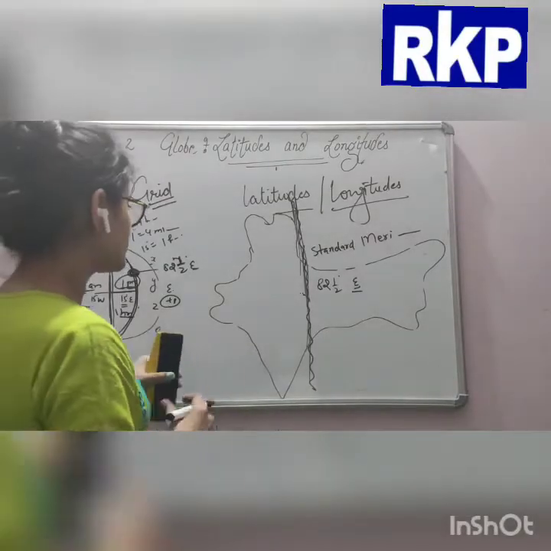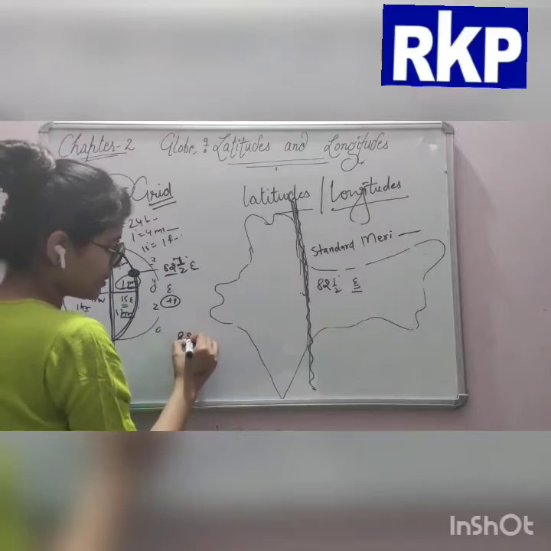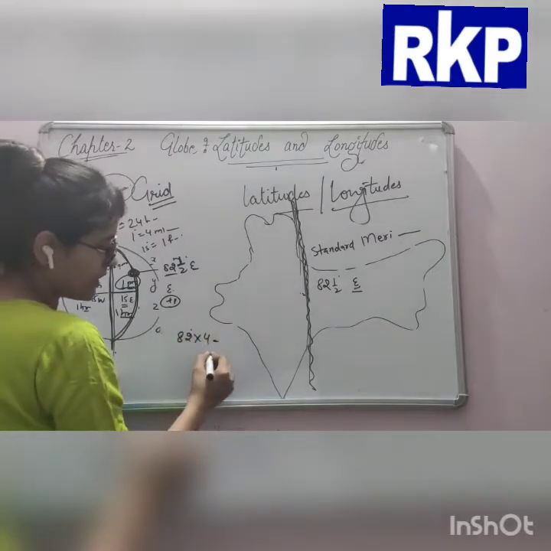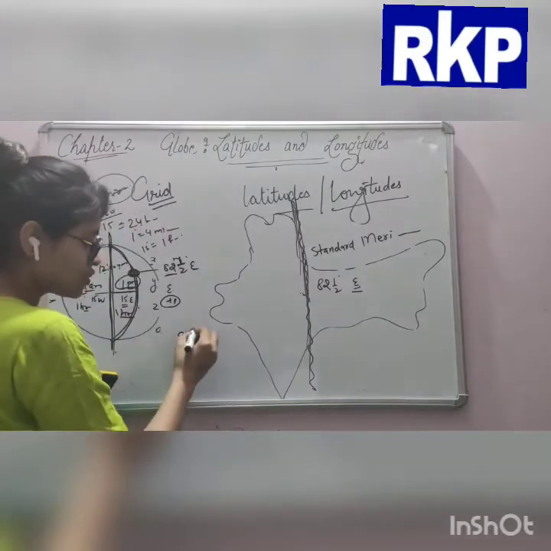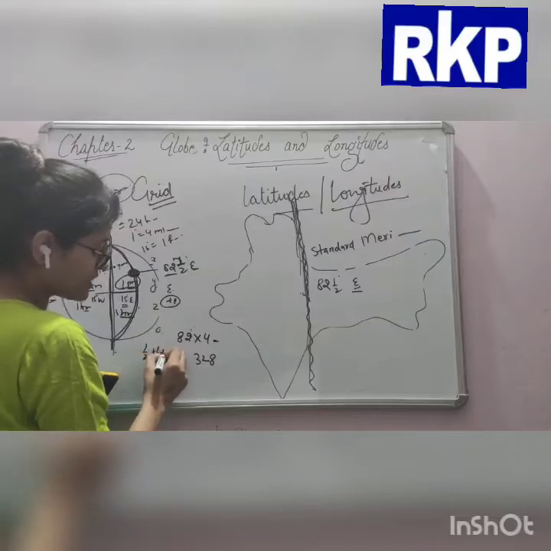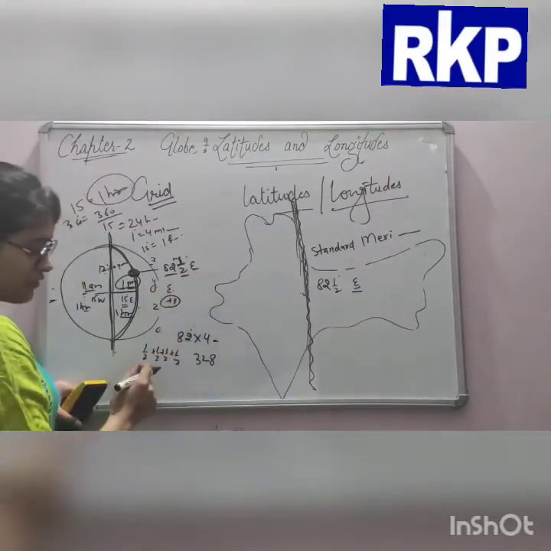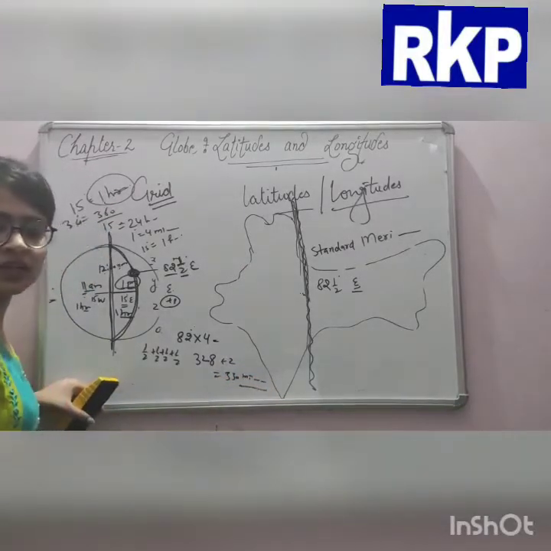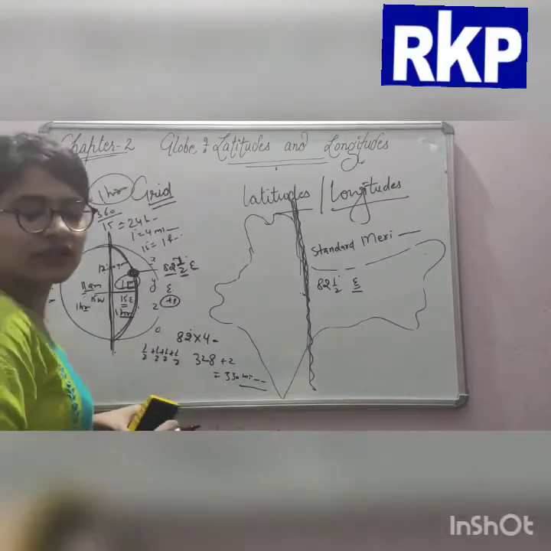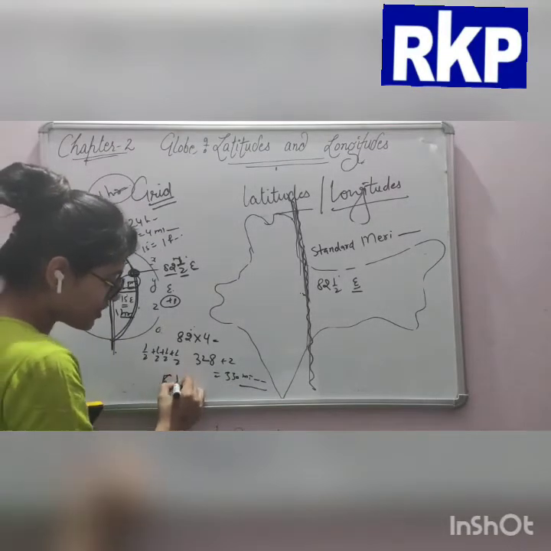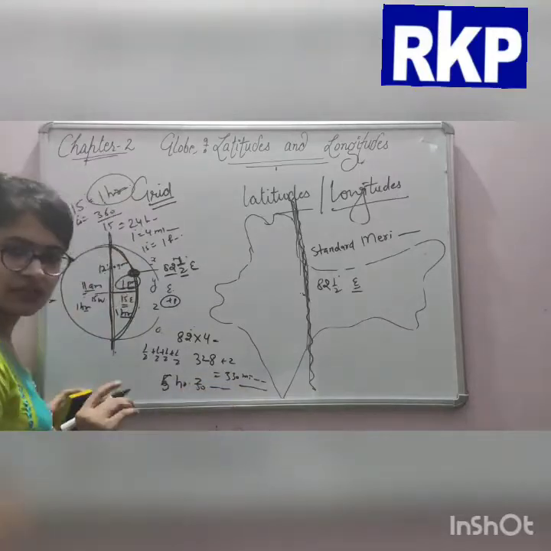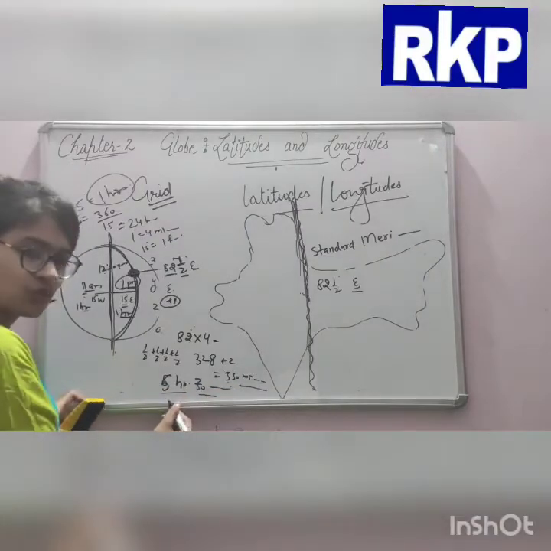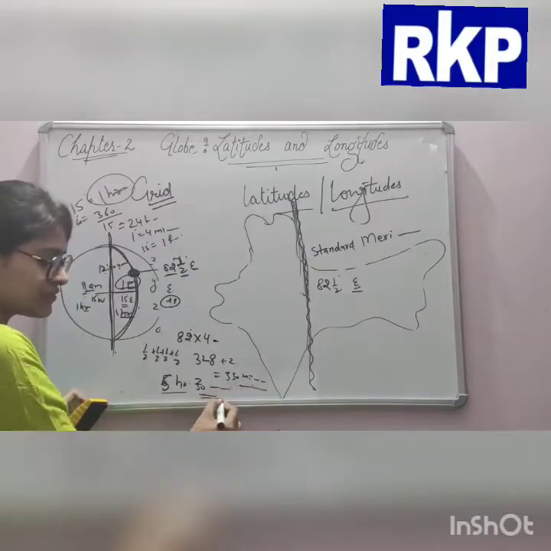So what is the difference? First of all, 82 degrees, 1 degree is equal to 4 minutes, so 82 multiplied by 4: 4 times 8 is 32. And the half degree adds 2 minutes, so it will be 330 minutes. It means 5 hours and 30 minutes. Clear? 300 minutes is equal to 5 hours, and 30 minutes will be left.